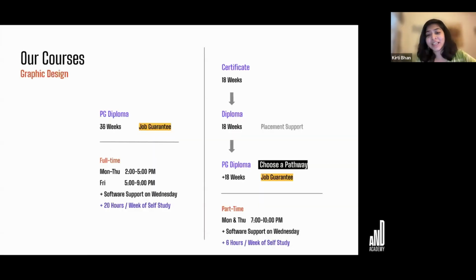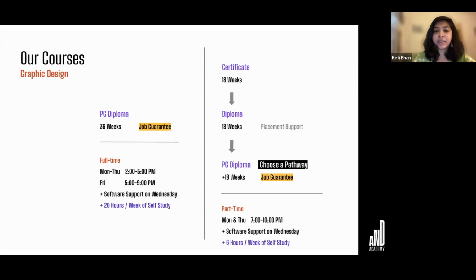Now talking about the courses, it's a course distribution that's shared on the screen. There is a PG Diploma in full-time and a PG Diploma in part-time. When we talk about part-time, it's stackable. We can see there are 3 stages here: certificate, diploma, and PG Diploma. I'm talking about the right side of the screen.